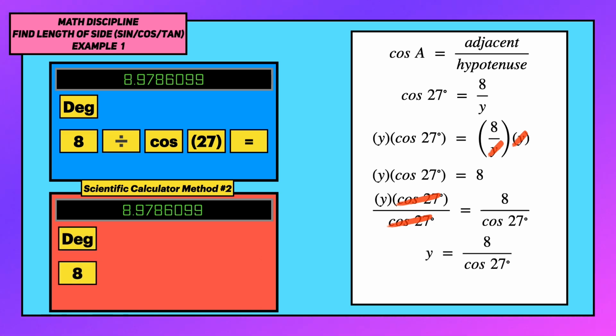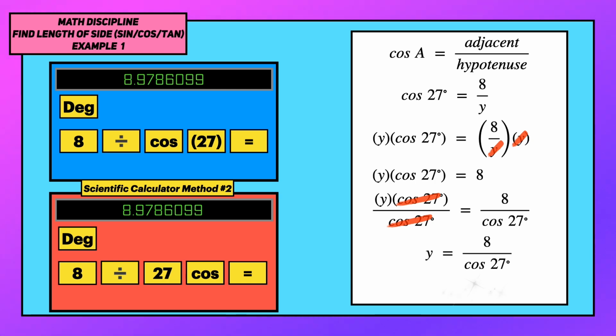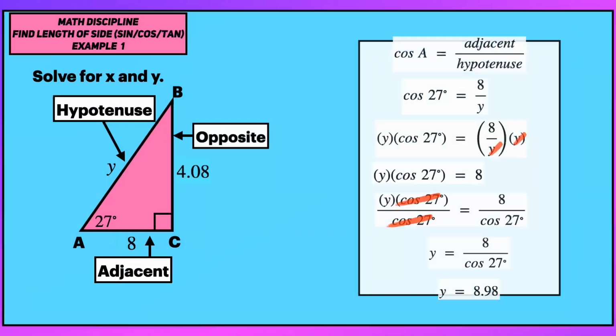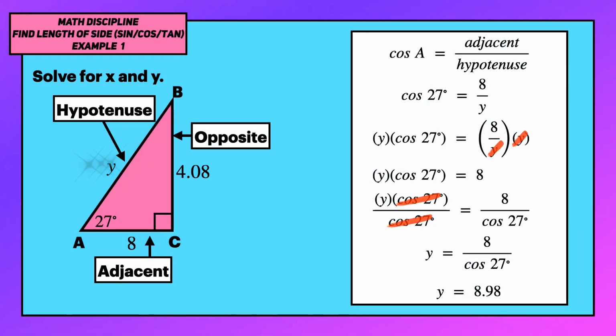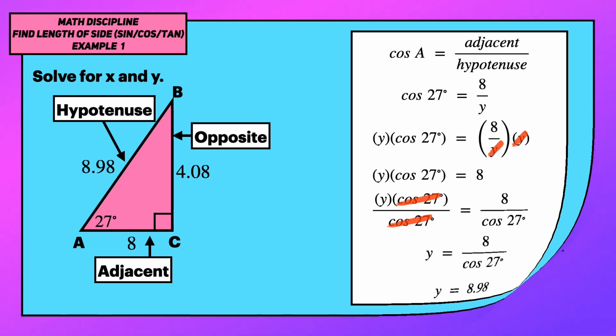Again, that's 8 divided by 27 cosine equals. So y is equal to approximately 8.98 if we round our answer to the nearest hundredth. We have solved for both x and y. The keys to these problems are setting them up correctly and knowing how to solve algebraic equations.